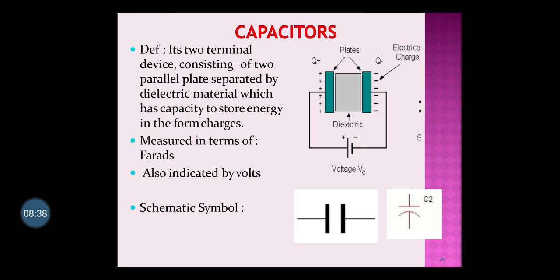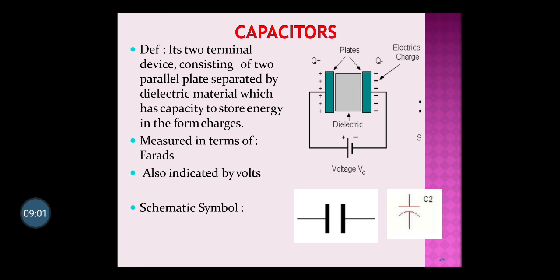Now whatever is shown here is the schematic of a capacitor. It doesn't look like this; I'll show you how it looks. But on paper, if you want to show it, we are going to show it like this. In the symbol of the capacitor, you can see two lines. This is your capacitor. It's a two-terminal device consisting of two parallel plates separated.